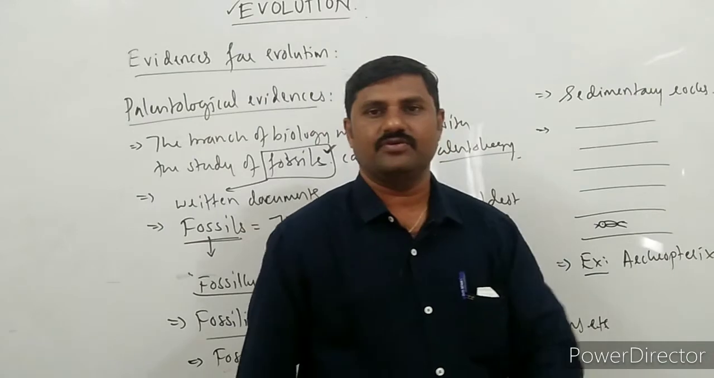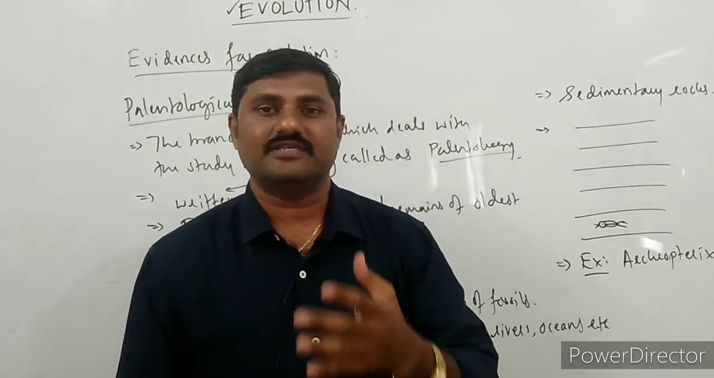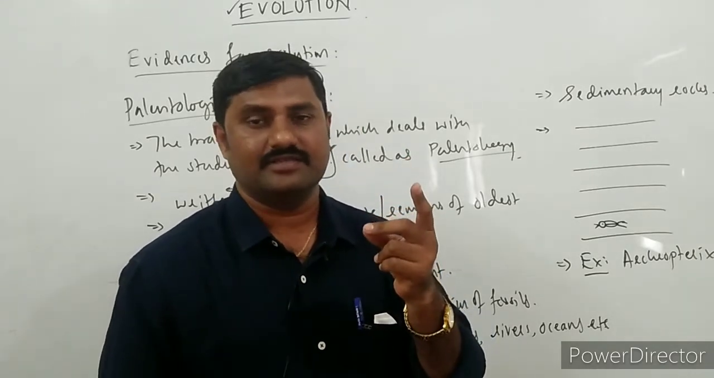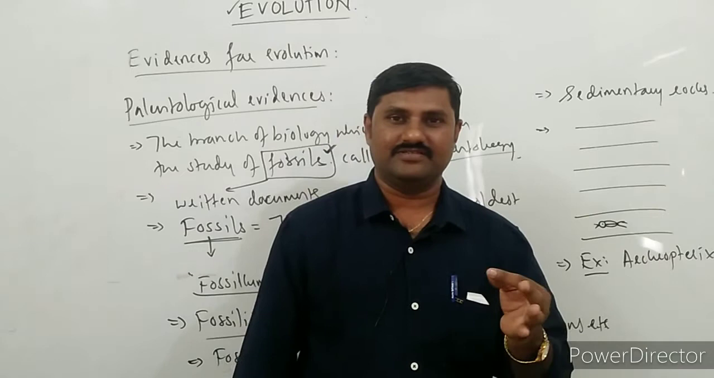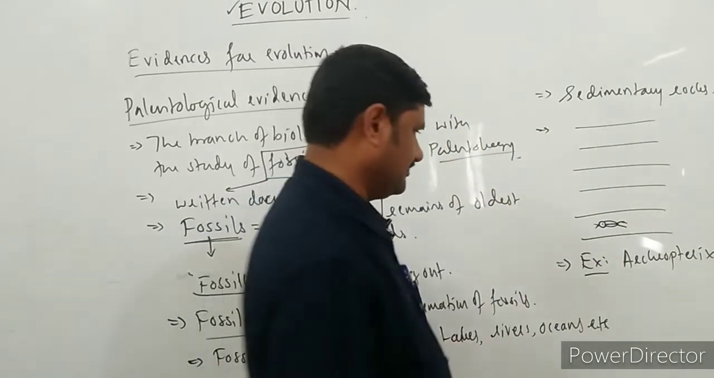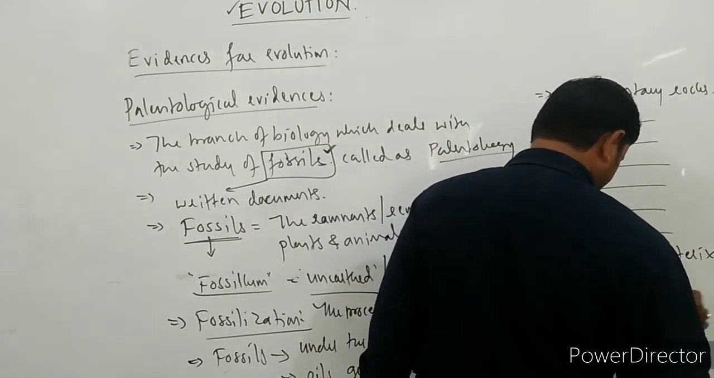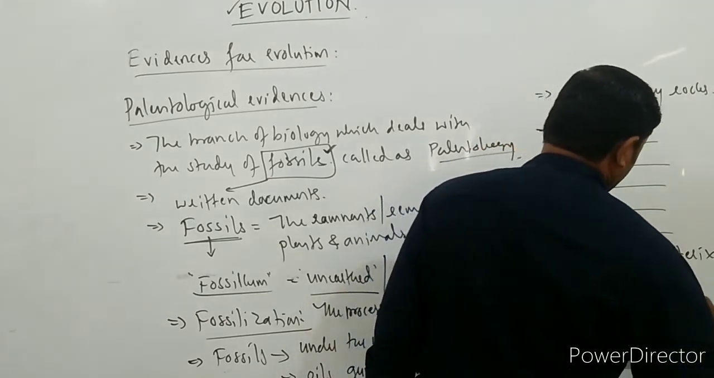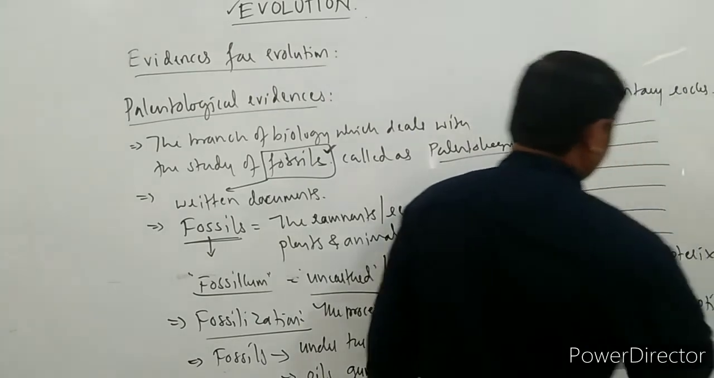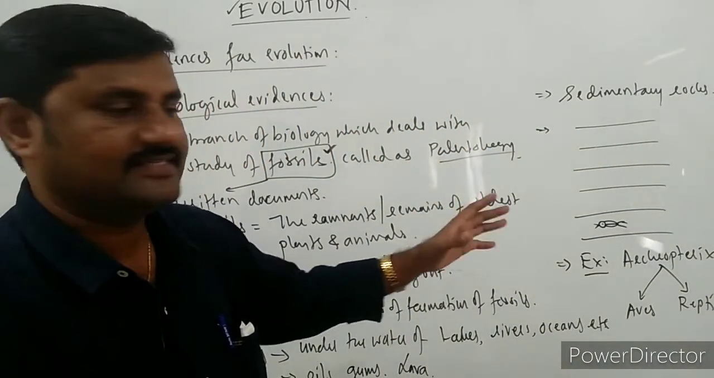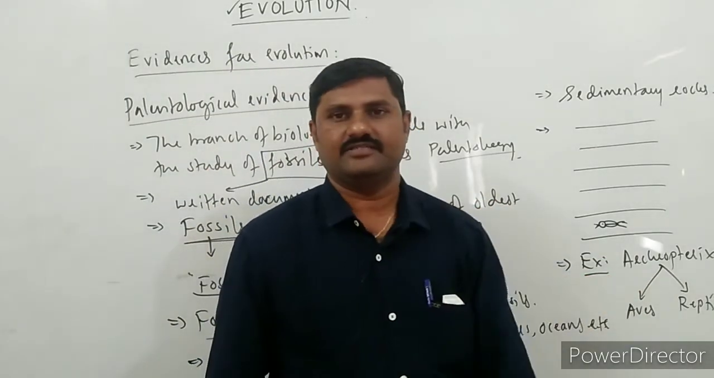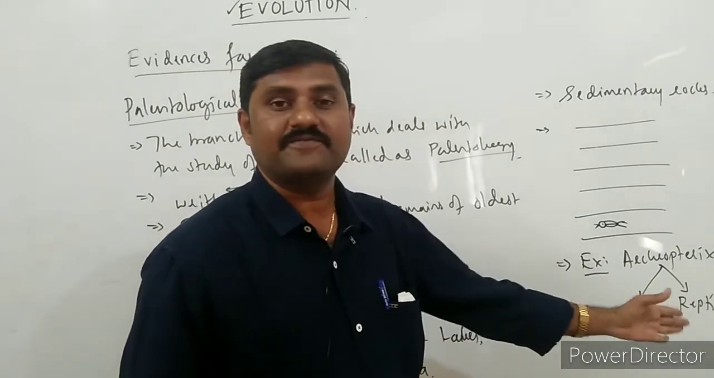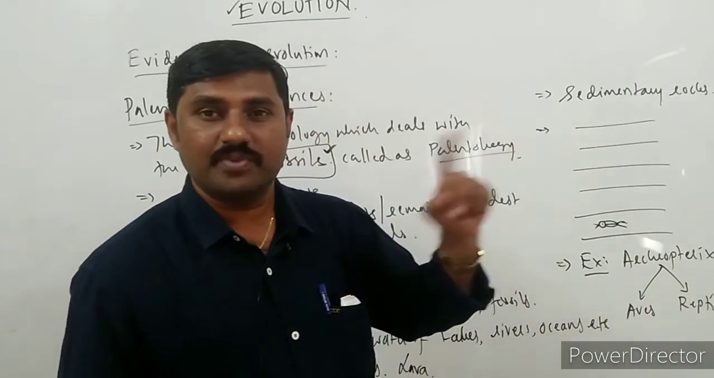This is the best example, which is said to be a connecting link or missing link between two groups of animals. One is said to be what? Reptiles, and the second one is called birds. There is a linkage, or the connecting link, between reptiles and birds. This is the one best example of paleontological evidences that shows that some of the reptiles evolved themselves into birds.